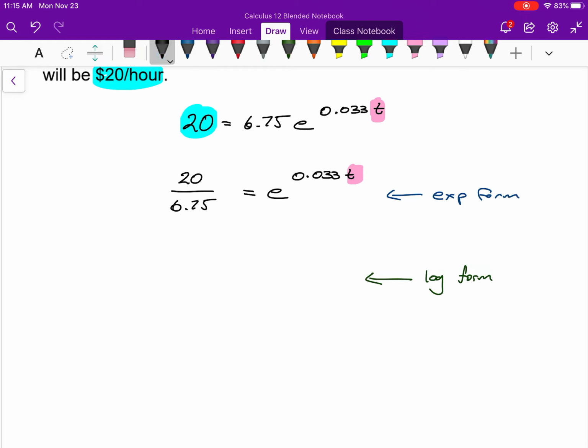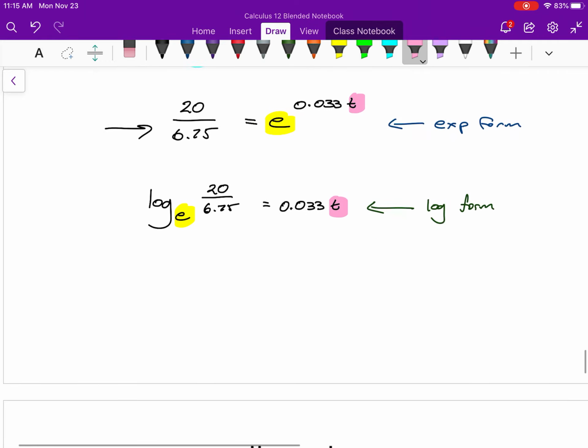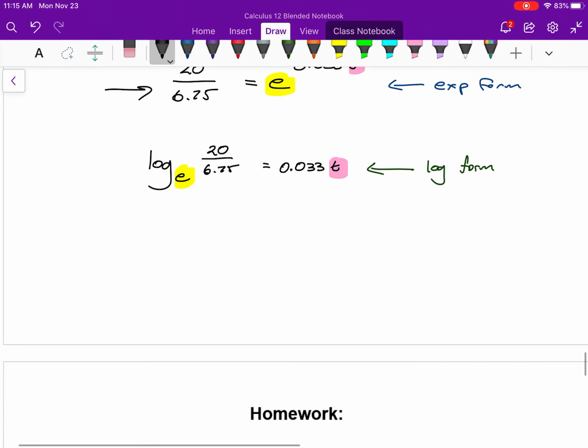So in logarithmic form, this looks like log base e, because e is the base of the exponential expression, of the input of my logarithm, which should be the output of my exponential equation, so 20 over 6.75, and this will equal what was the input of my exponential expression. And other ways of looking at this is to log both sides. And again, there's various ways. In the end, it's all the same. That's it. Log base e, I'm hoping we remember, is the same as the natural logarithm. So these are equivalent.